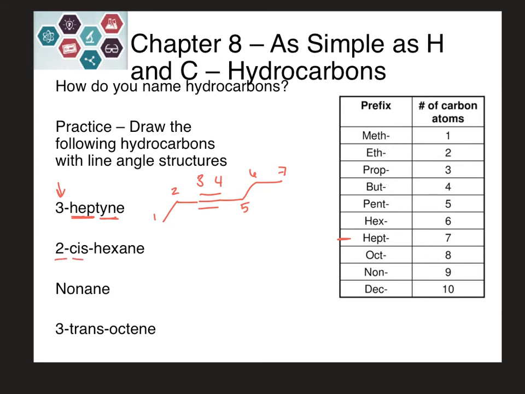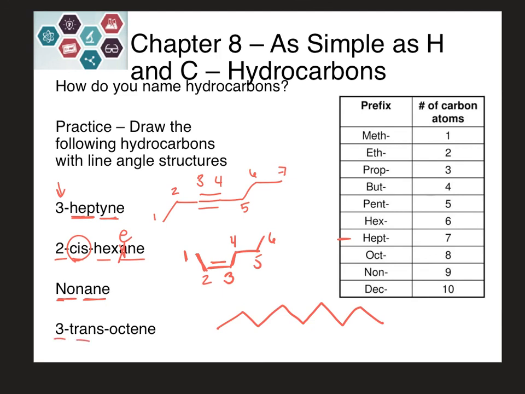Next one, we have 2-cis-hexane, which is a typo. We can't have cis with an alkane, so make this an alkene, hexene. Sorry about that. So hex is the prefix for 6. With cis, I like to start with that cis double bond and make sure the next carbons are on the same side. So this is 2 and 3, which means this is 1, so that side's done. Here's 4, and then 5 and 6. So there would be an example of 2-cis-hexene. Nonane, we have 9 carbons. It's an alkane, so everything is single bonds. So 1, 2, 3, 4, 5, 6, 7, 8, 9.